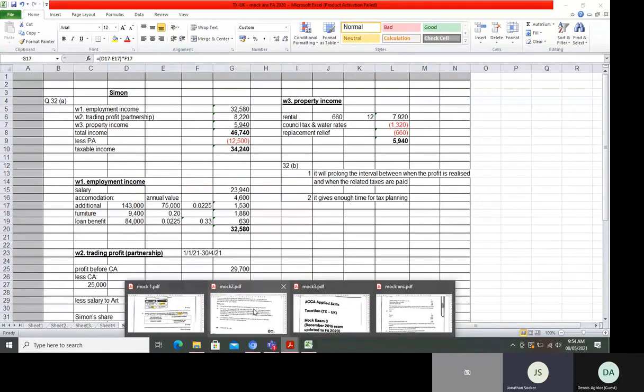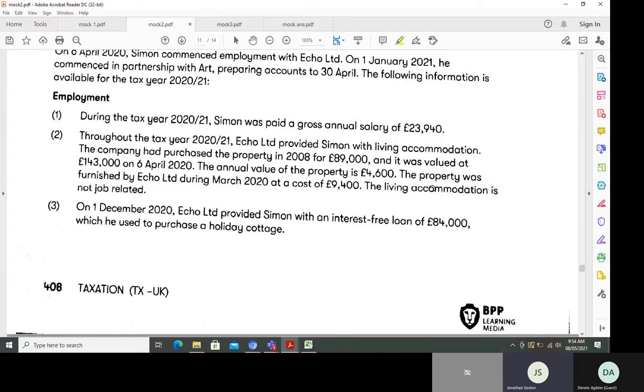Then again, I said the property was furnished, so that means there's furniture. The company provided furniture at a cost of 9,400. When you are using the company's furniture, there's a benefit. The benefit is 20%. All assets that belong to a company, apart from the accommodation and motor cars, or where it's specifically stated, the benefit is 20% on the cost. So here on this furniture, the cost is 9,400, and the benefit will be 20% of that.